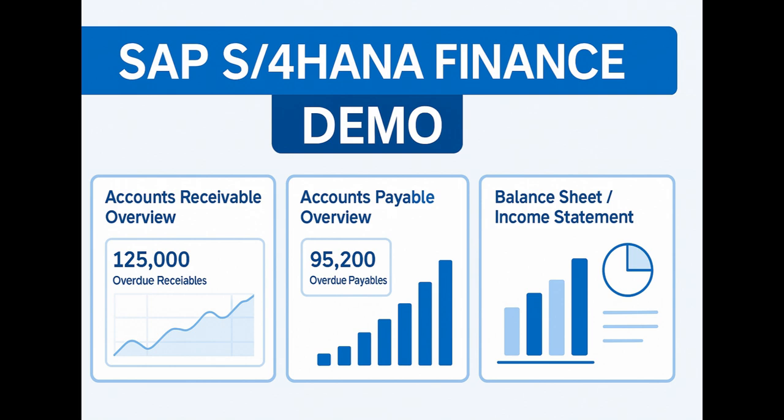Good day everybody. In this demo, the SAP S/4HANA's accounts receivable, accounts payables and balance sheet or income statements overview will be illustrated. Tricentis Tosca is used to automate the above-mentioned use cases. There are 3 test cases: account receivable, account payables and balance sheet or income statements.